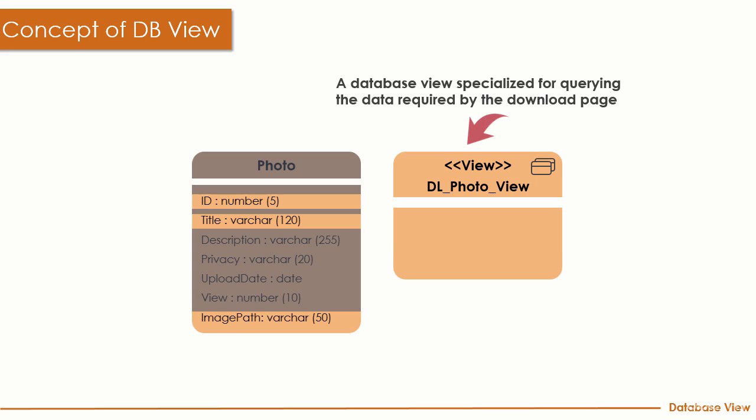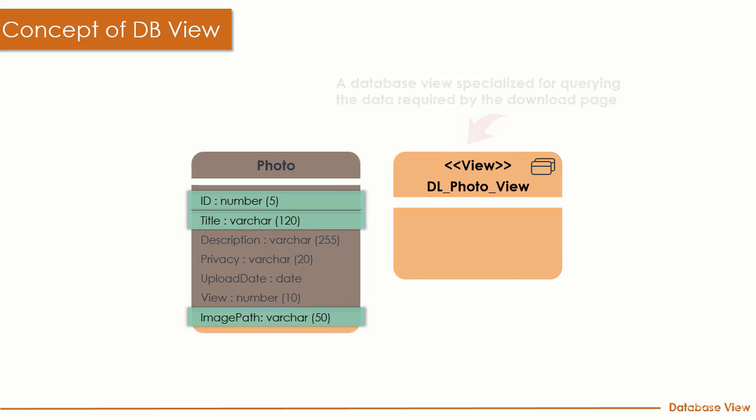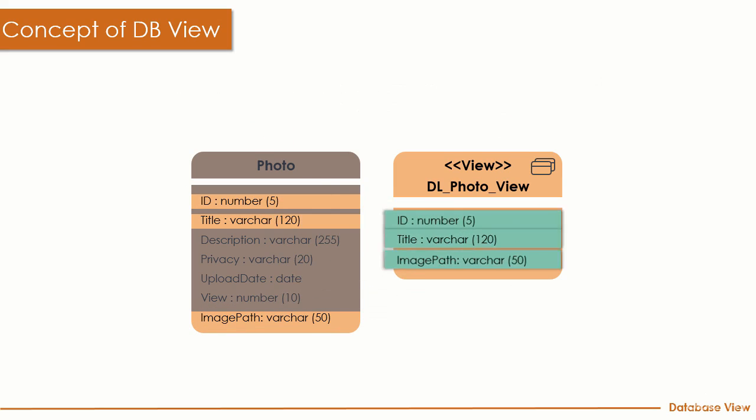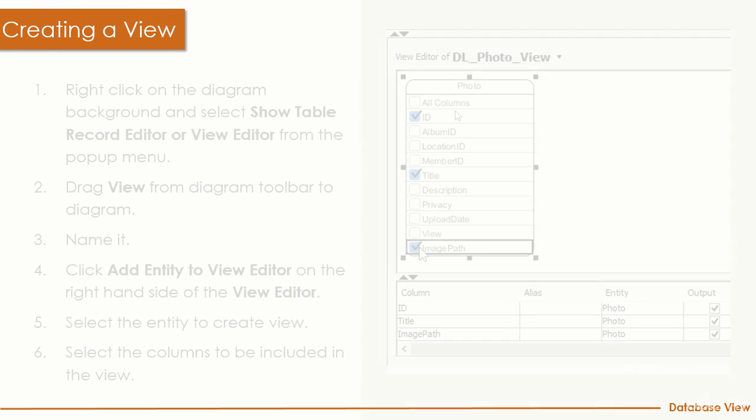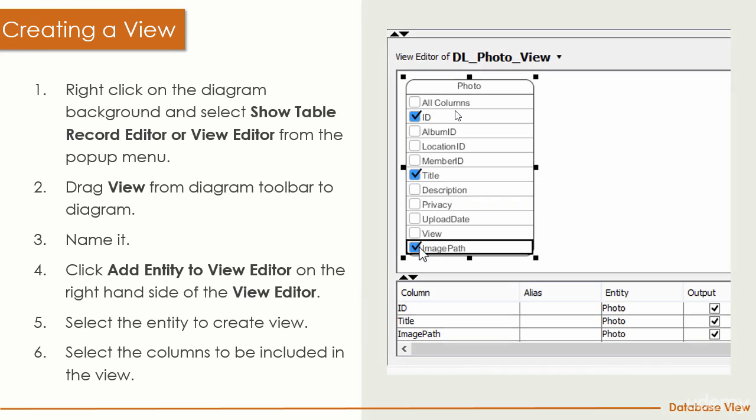To do that, we can create a view. For example, we call it DL photo view. Then we just get 3 columns and show them in the view. So when you query this view, you just get all the data you want instead of a lot of columns returned. To create a view in Visual Paradigm is easy. Let me just show you now.